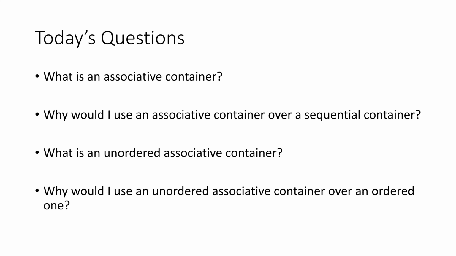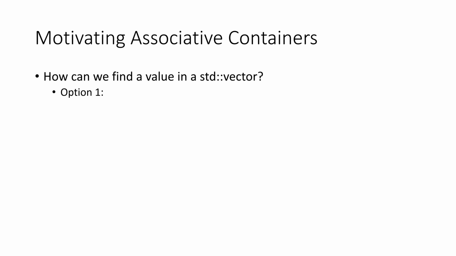So I'm going to talk about what those are. You've already seen them in 244, so you know what these things are. We're just going to show you why you would use them and how you use them in the STL. There are two types of associative containers, one where it orders things and one where it does not order things. I'll show you both, and we'll talk about when you'd use one versus the other. Okay, so let's just start with motivating these new kinds of containers.